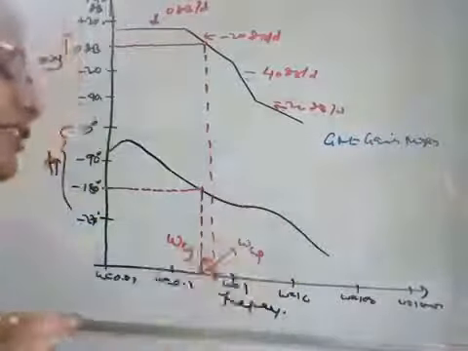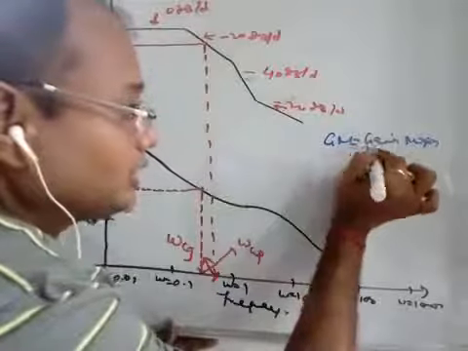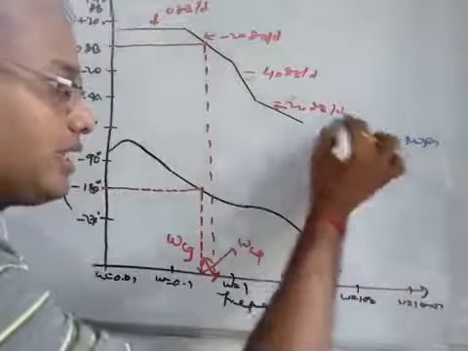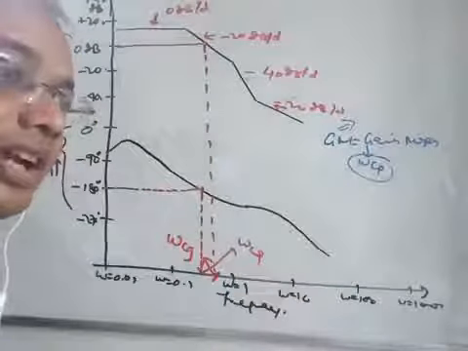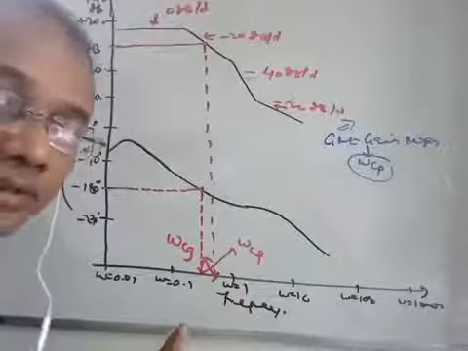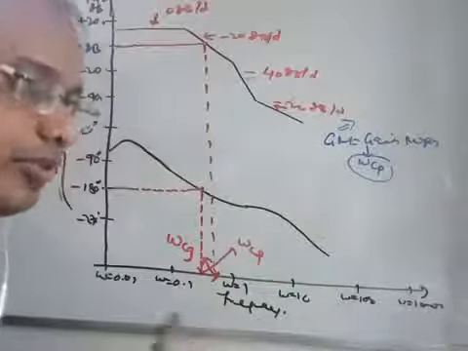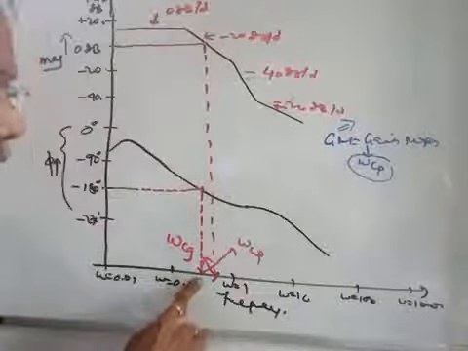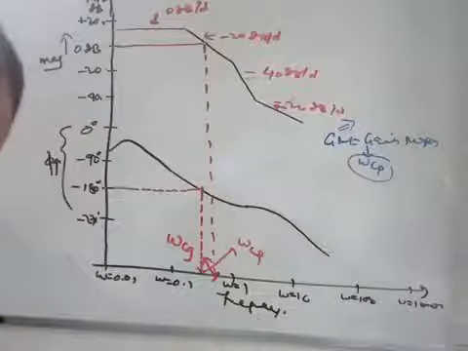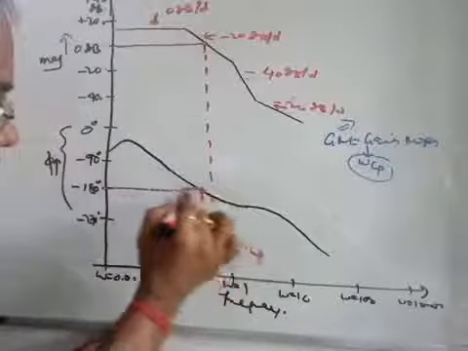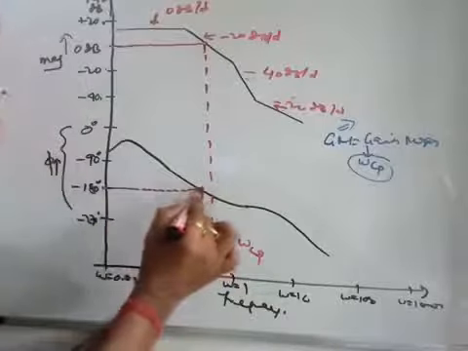Gain margin is related to omega Cp, right? That means for gain margin we have to calculate the phase crossover frequency. Again I repeat, gain margin means you have to calculate the phase crossover frequency, and the phase crossover frequency is already calculated. This is 0.6 radian per second. That value is the phase crossover frequency, that means the frequency at which the phase is at the minus 180 degree line.